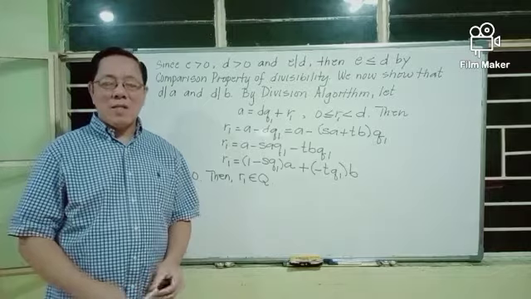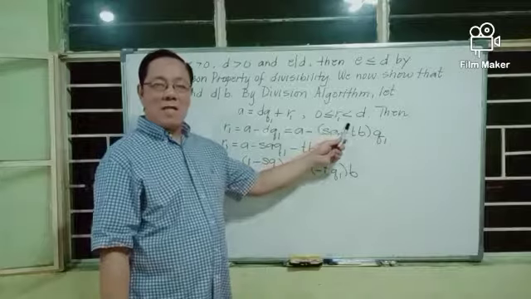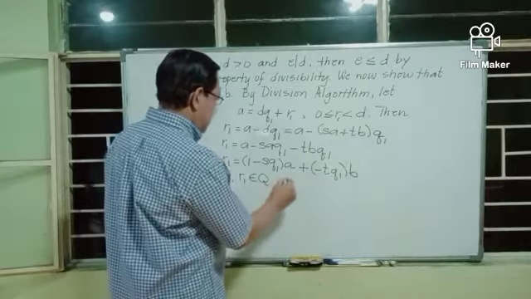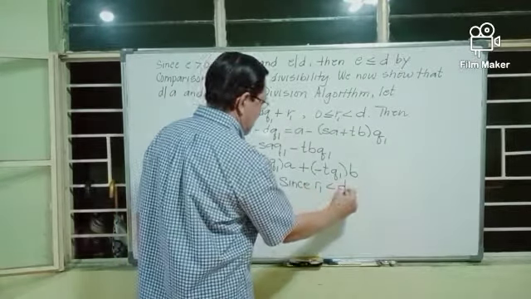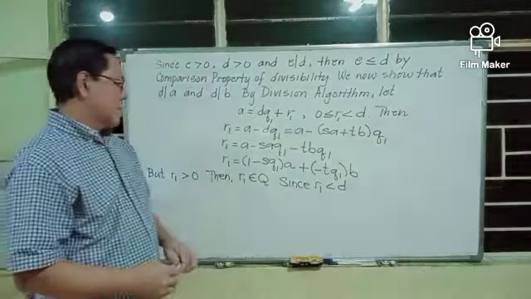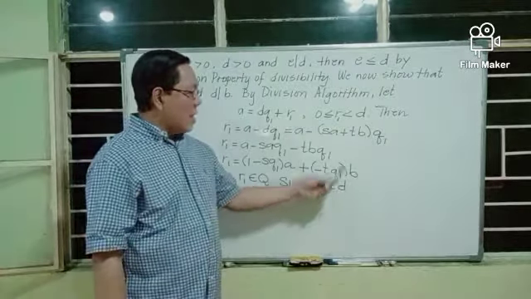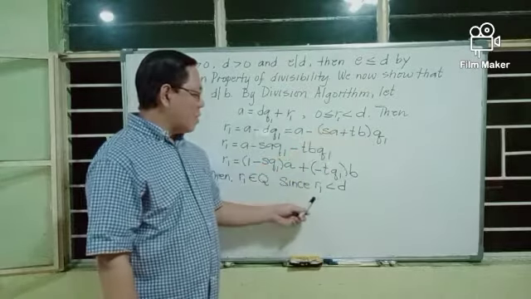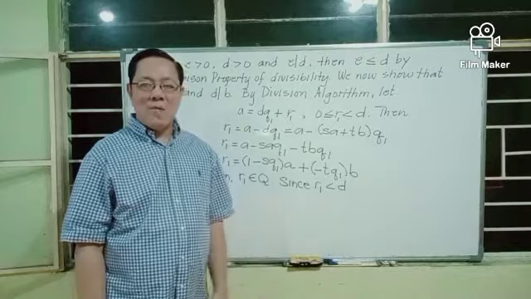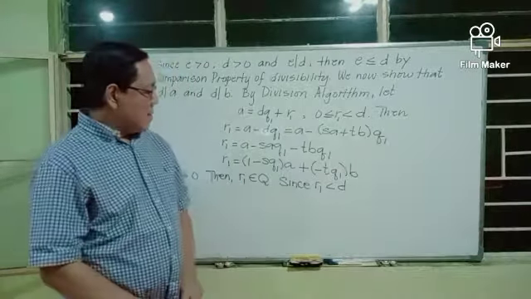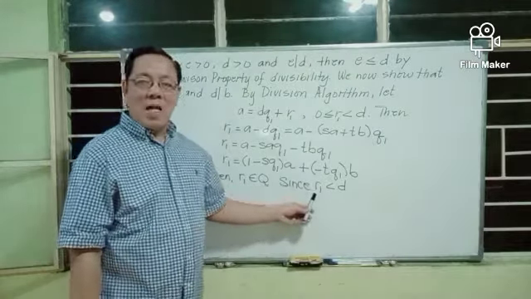But we will show that this is not possible because we also have this condition that R1 is less than D. If R1 is less than D and this condition must be satisfied, R1 must be less than D, and D is already the smallest element of set Q, then R1 must not be an element of Q.